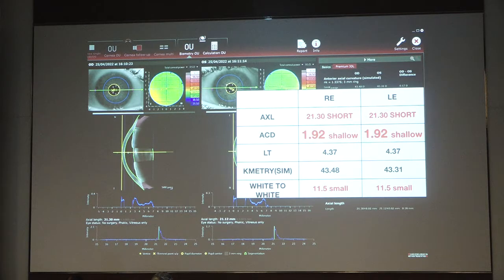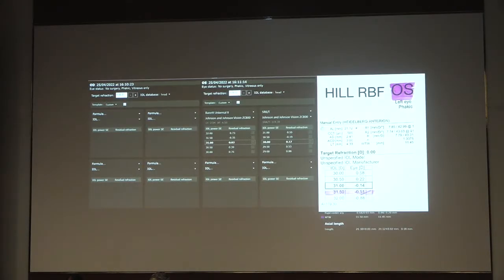The ACD is 1.92. The lens thickness is normal, as you can see, 4.37. Keratometry and a white-to-white, which is small, which is 11.5. So I went ahead in this case, again, and did a Hill RBF.